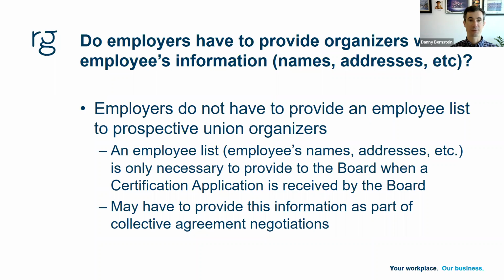So if, for example, a union organizer came to you and said, look, we're organizing and we need you to provide us with schedules or contact information or employee lists. Firstly, that's private information that you're not allowed to give them. But more importantly, they have no right to that.